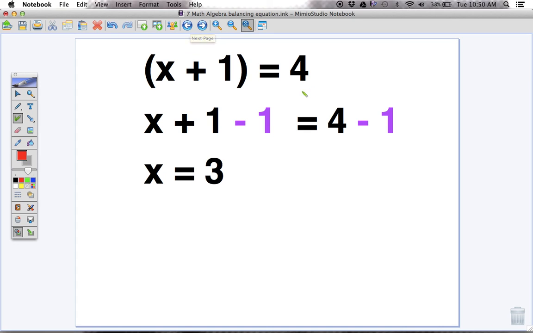So you'll see there's the next line. Now I can take care of this addition. I'm adding by 1, so I have to subtract by 1. I subtract both sides, and I get 3.